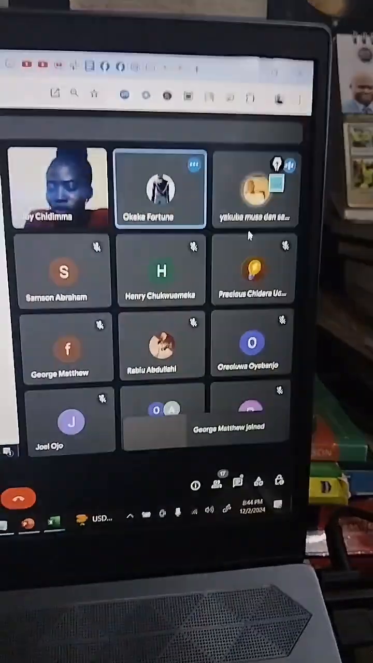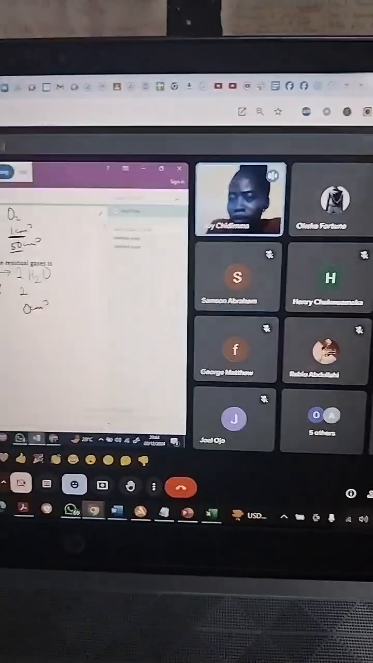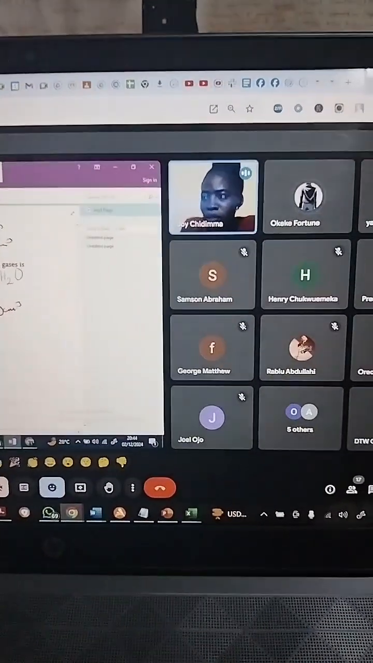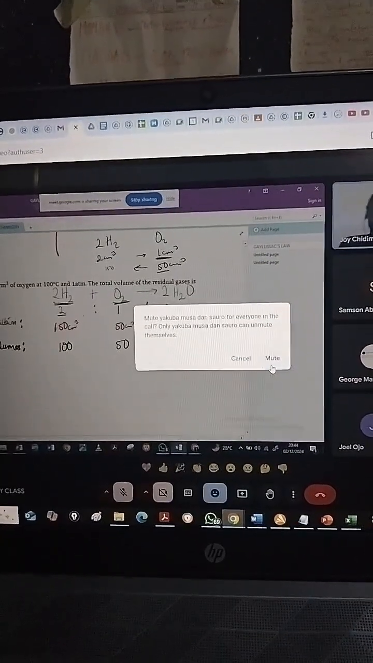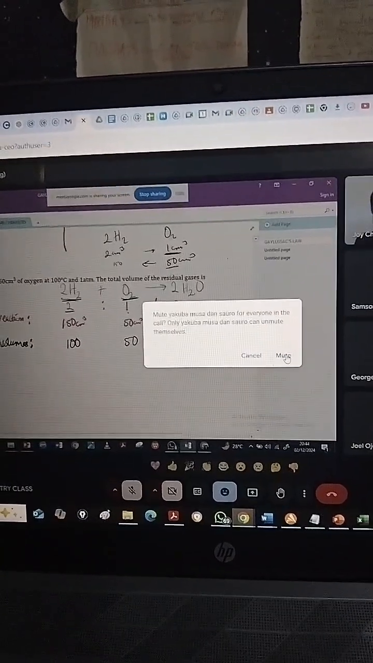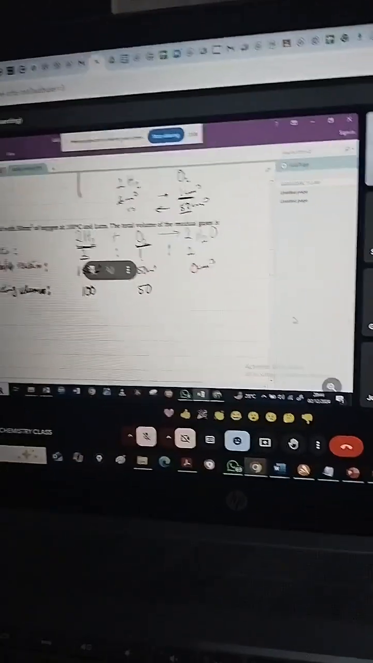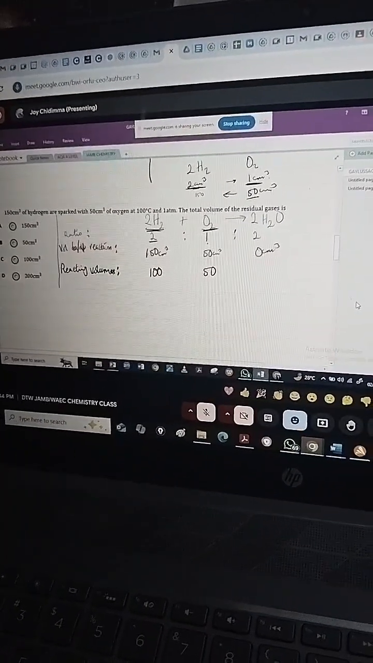Why did you get this? But that is what I'm explaining. Can you pause and listen? From our equation of reaction, the ratio of hydrogen to oxygen is 2:1. Can you see this? Yes, ma'am. Good. What it means is that if we have 2 cm³ of hydrogen, we will need 1 cm³ of oxygen only.